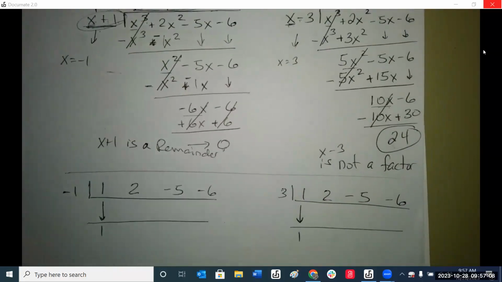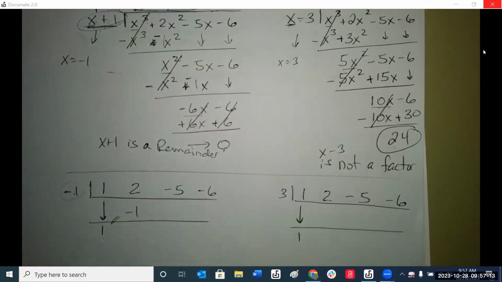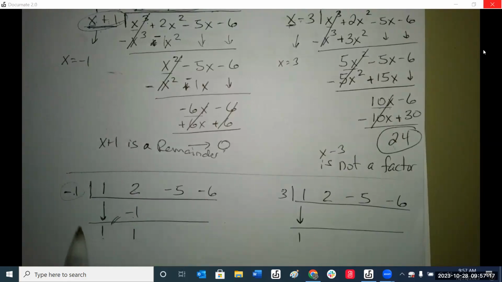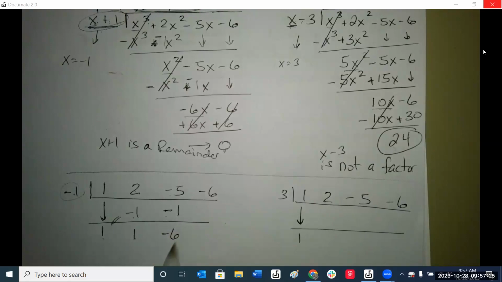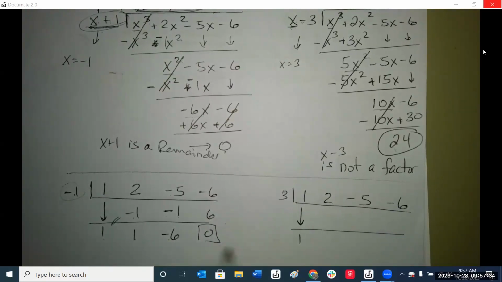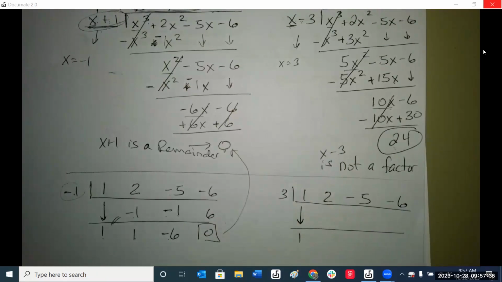Now it's a process of multiplication addition. Negative 1 times 1 is negative 1. 2 minus 1 is 1. Negative 1 times 1 is negative 1. Negative 5 plus negative 1 is negative 6. Negative 1 times negative 6 is 6. Add those, we get 0. We got the same thing. It's a lot faster doing it that way.